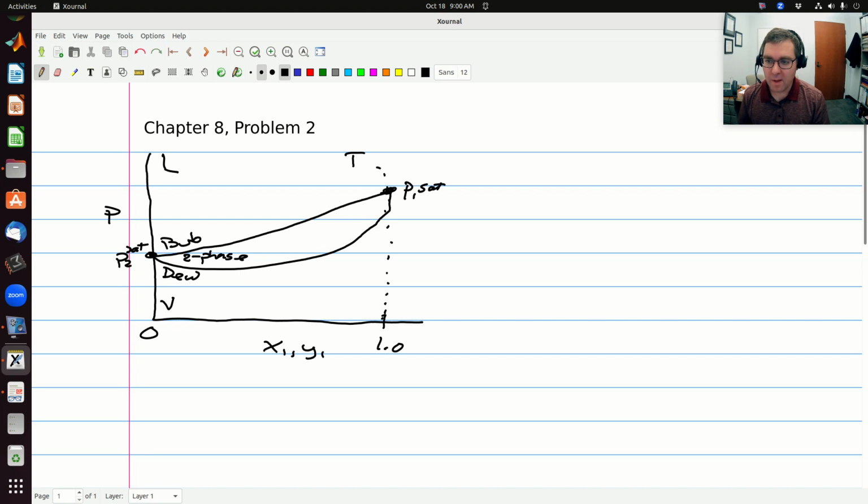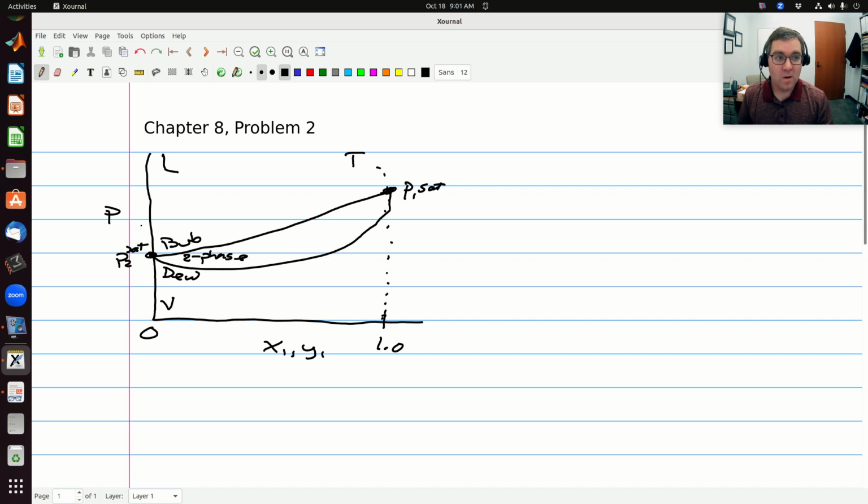Where my bubble line and dew line touch at a single point on my left axis, that's P2 sat. That corresponds to pure component 2. For pure component 2, I transition directly from liquid to vapor or vapor to liquid at a single point. On the right axis, this is pure component 1, and in a pure component system, I transition directly from liquid to vapor at a single point. That corresponds to P1 sat. When I'm plotting with respect to the most volatile component, P1 sat is greater than P2 sat.